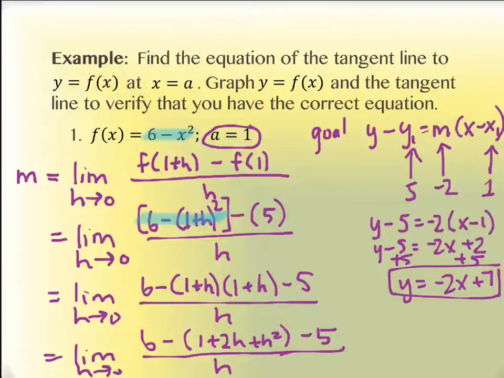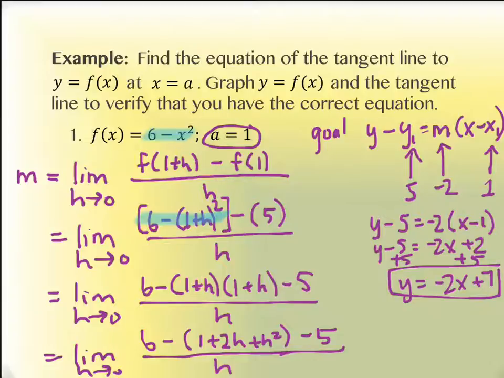What'd you say for y1? In y1, you're going to put the function that we started with, which was 6 minus x squared. And in y2, you're going to put the line that we got as our answer, negative 2x plus 7.